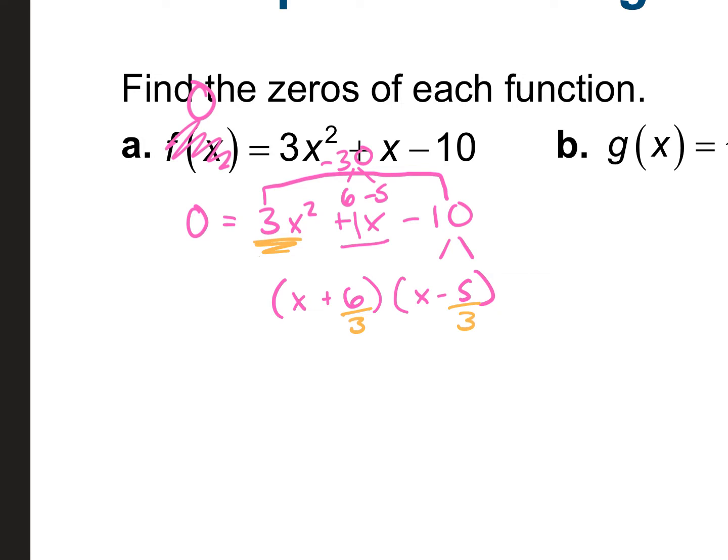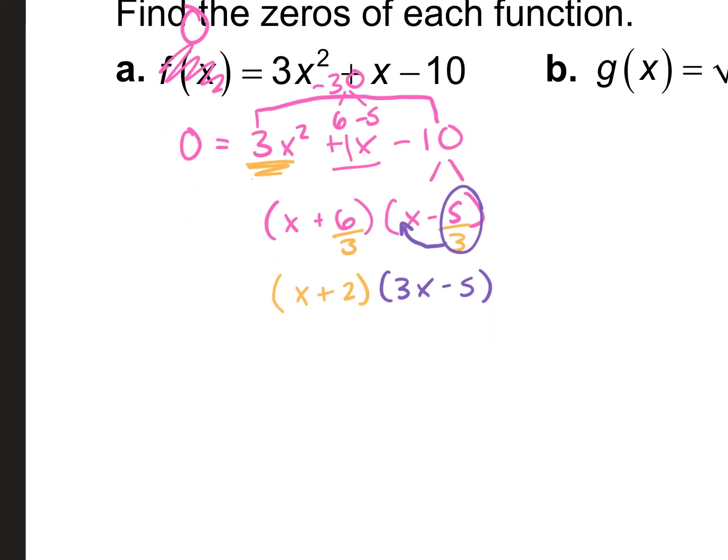So I have x plus 6 divided by 3. If you can simplify, simplify it. So this would be x plus 2. If you can't simplify, that number just goes in front of the x in the parentheses. So this would be 3x minus 5. I can't simplify 5 divided by 3, so I just move the 3 in front of the x. So I just factored it.